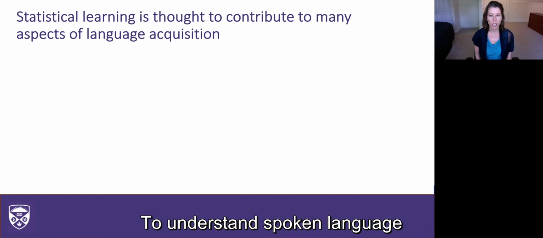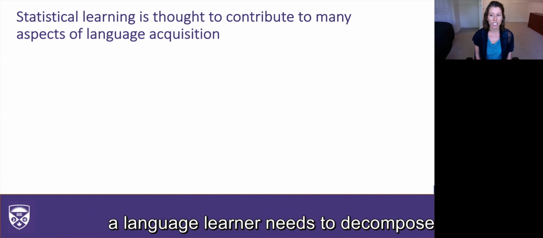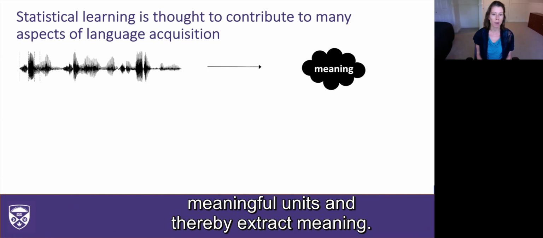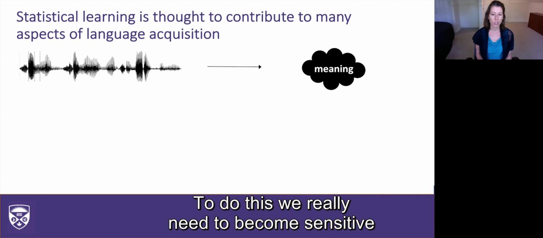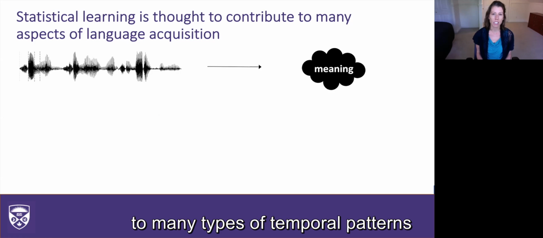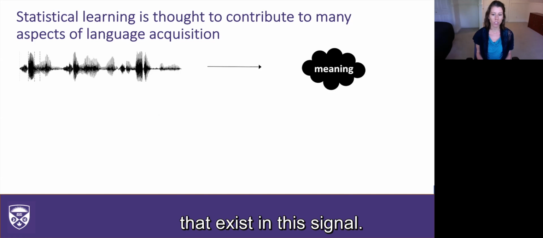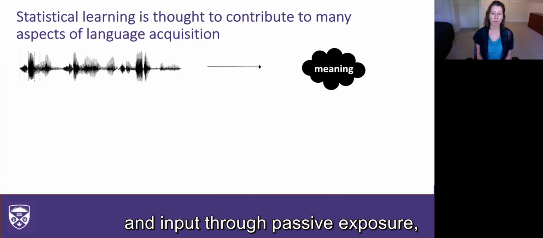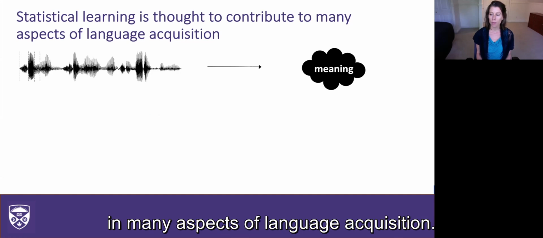To understand spoken language, a language learner needs to decompose a continuous complex audio signal into its constituent meaningful units and thereby extract meaning. To do this, we really need to become sensitive to many types of temporal patterns that exist in this signal. Statistical learning is the ability to pick up on patterns in input through passive exposure, and is thought to play an important role in many aspects of language acquisition.